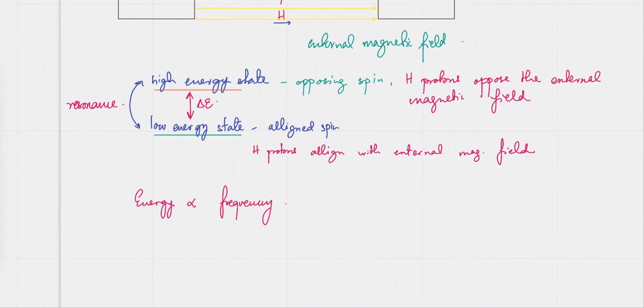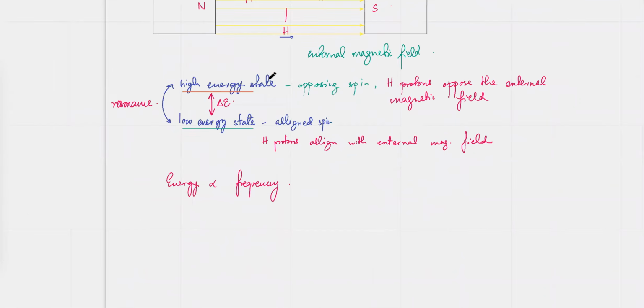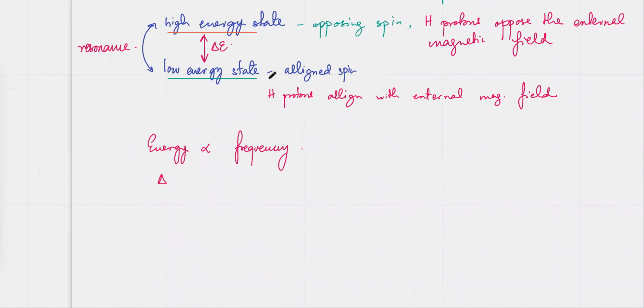So since every proton for resonance would absorb a very specific frequency from the radio waves. So the radio waves come in, they're not going to absorb any frequency. It's just going to be a very specific frequency. So it depends on the energy gap. So a very specific frequency is absorbed.